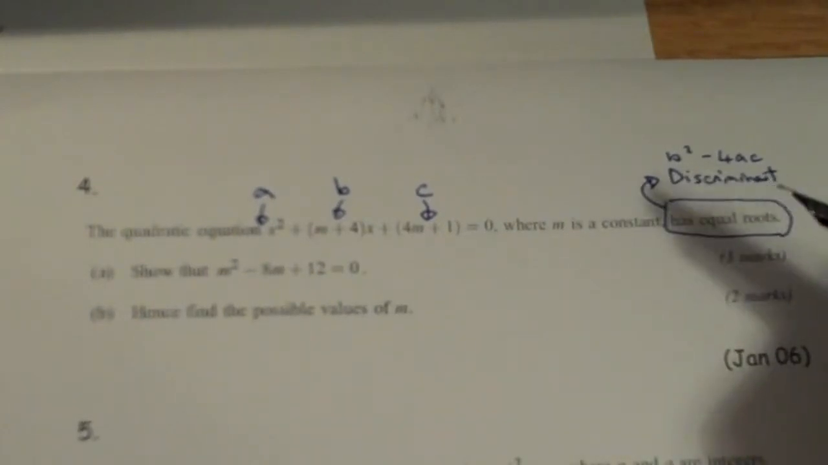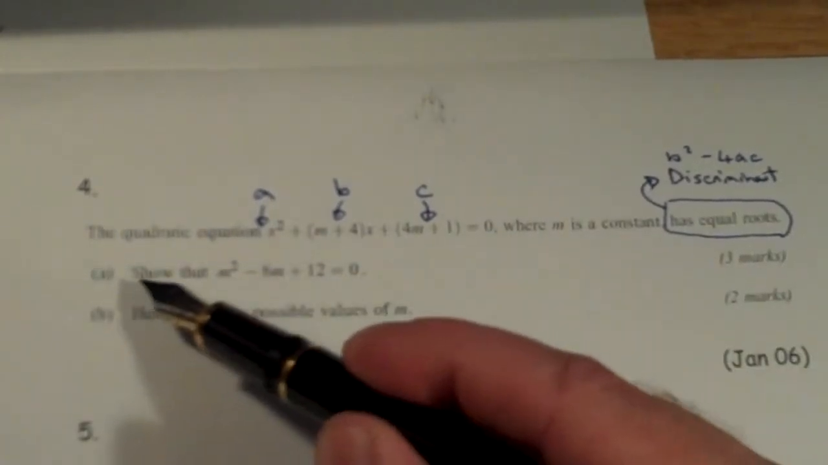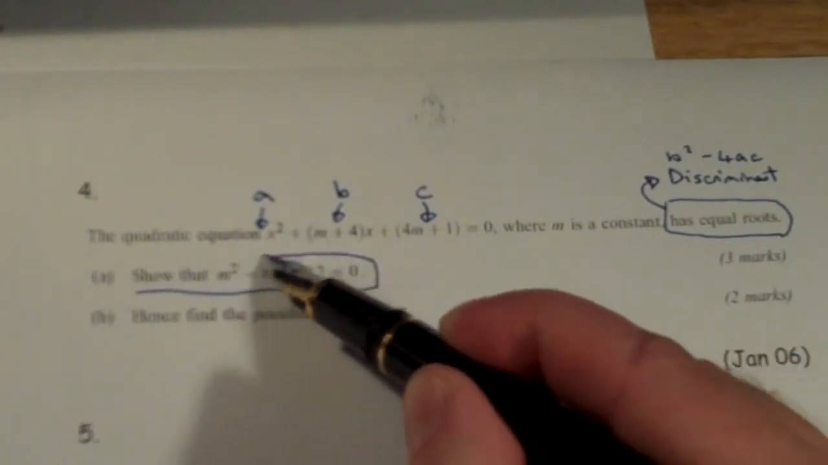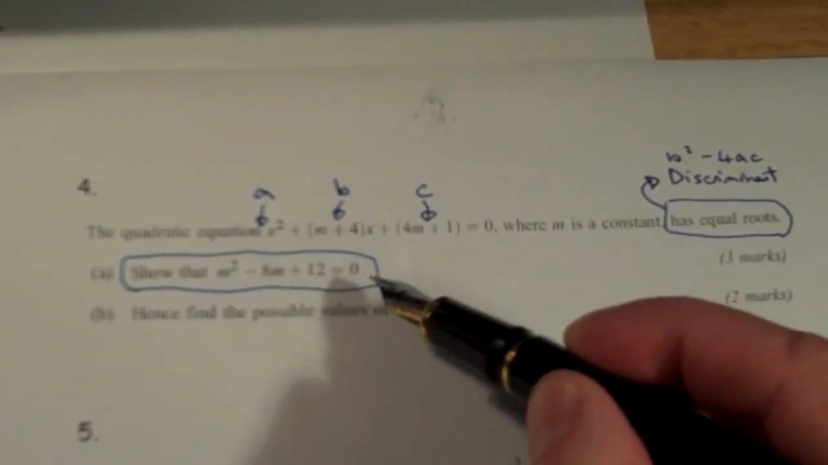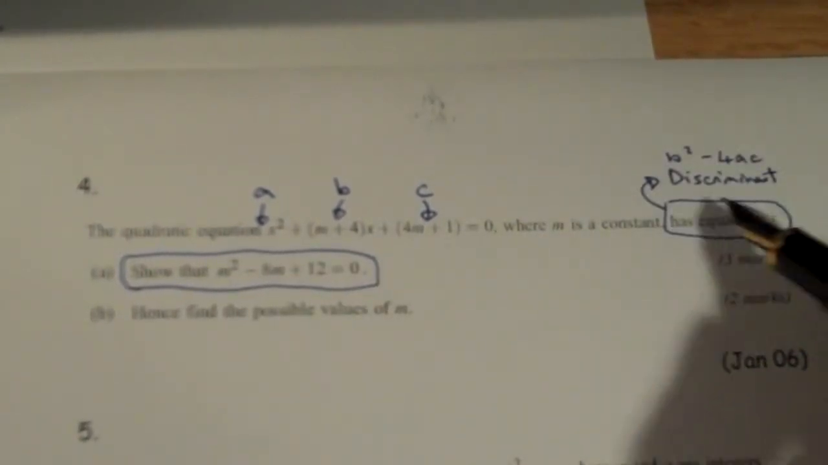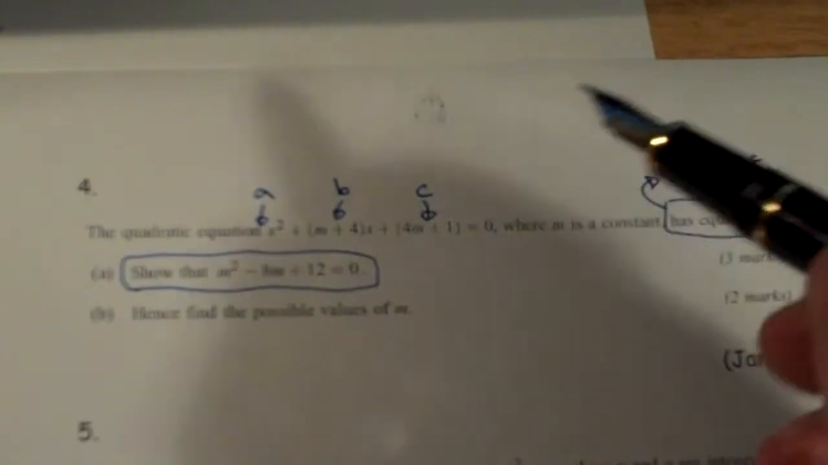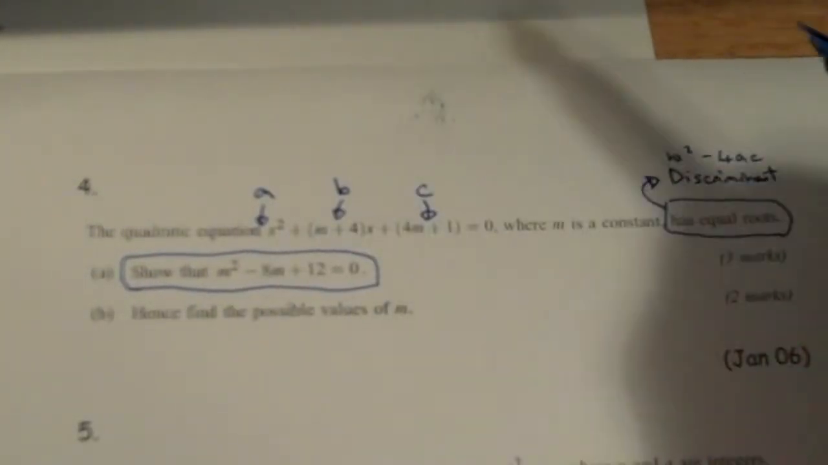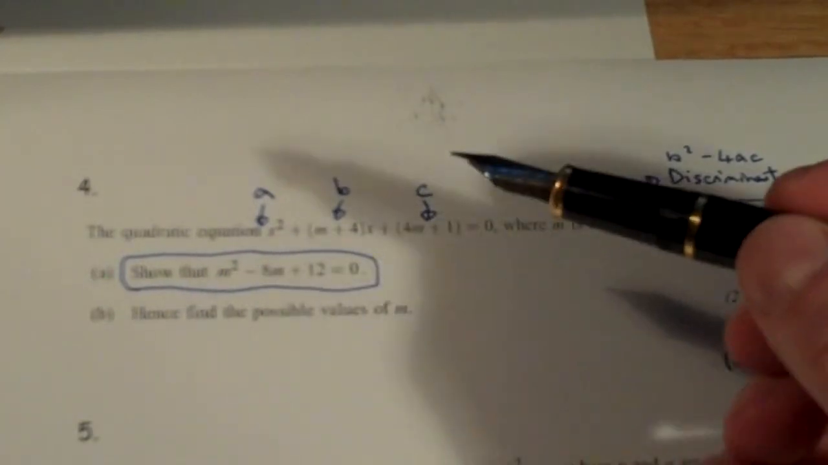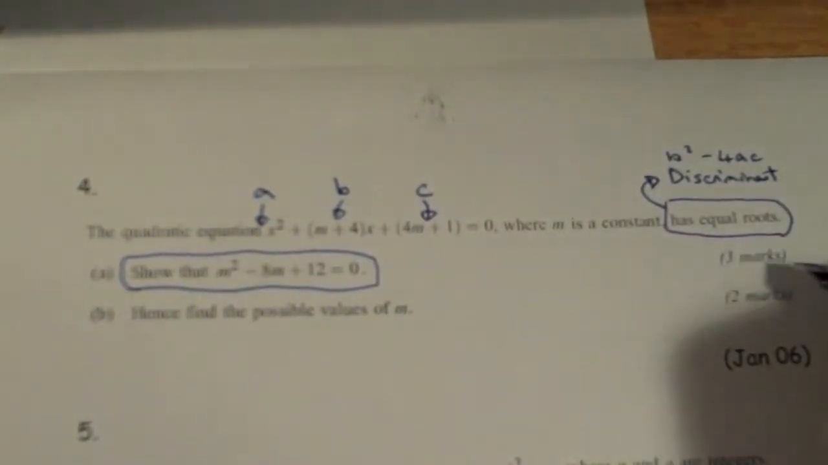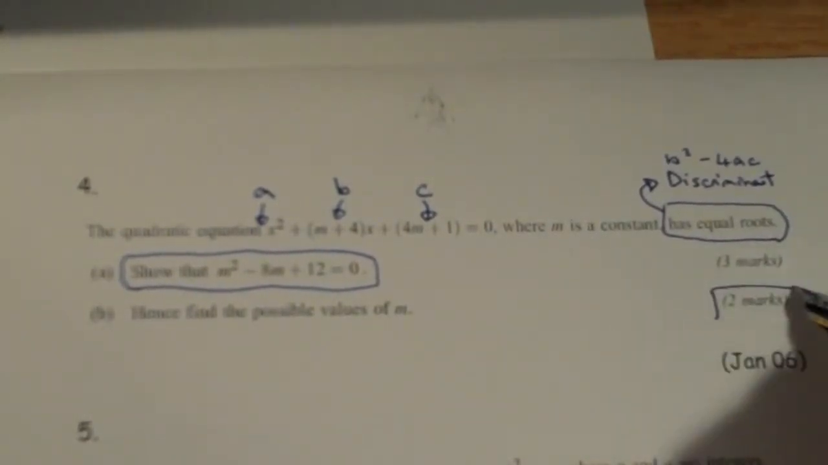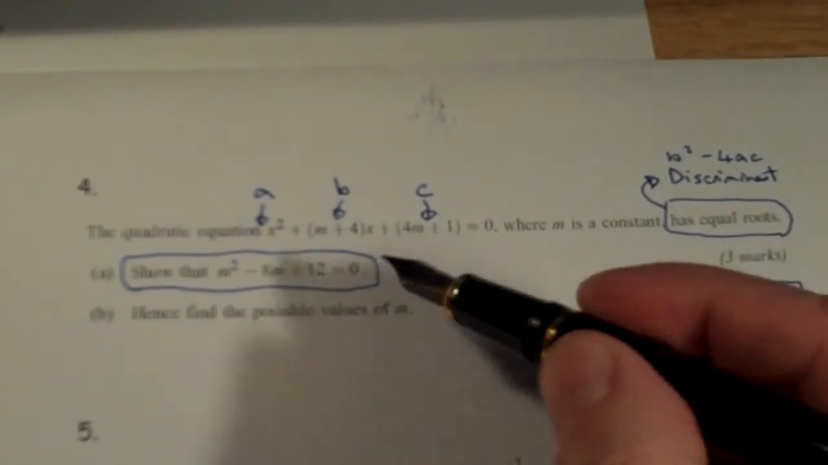Put that into your equation, and here is the show that, this is where you want to end up. On a show that question, this is not your starting point, it's your end point. Your starting point was equal roots and the discriminant. Here were your values of a, b, c. After you set all of that up, at the very end of your working, we need this to appear. Three relatively tricky marks, but look, everyone can get these two marks, even if you couldn't do part A.